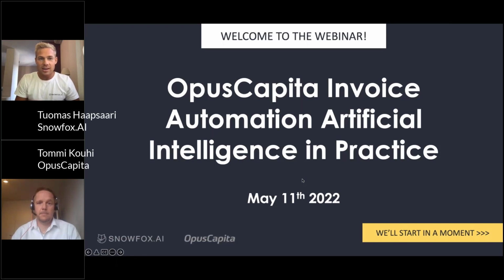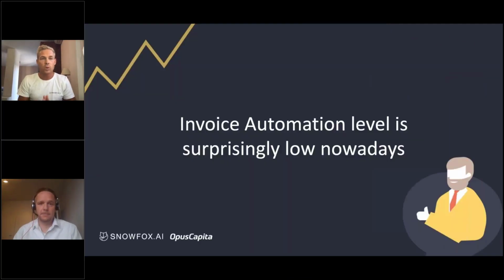This morning, we're going to talk about how to achieve a high level of invoice automation by combining traditional rule-based automation and artificial intelligence. So first, why are we actually talking about invoice automation this morning? The real fact is that the invoice automation level is surprisingly low nowadays. So companies are really struggling with invoice automation.